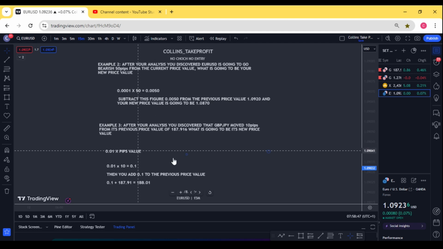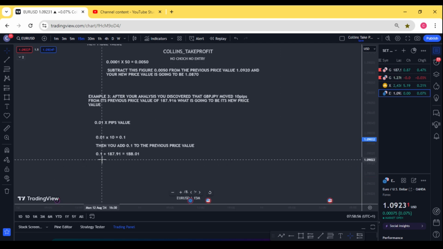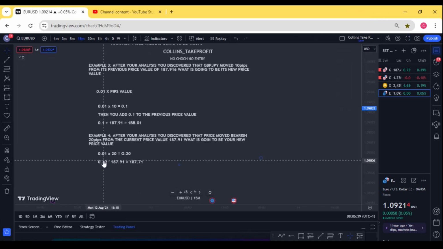Now that's how you calculate pips for currency pairs that have 3 digits after the decimal, including the pipettes. So now let's take for example you did your analysis and you discover that GBP JPY moved bearish 20 pips. Now all you need to do is multiply 0.01 times 20, then subtract it from the current price value to get your new value. If you do the math, 0.01 times 20, which is the pips value, is going to give you 0.20, and if you subtract 0.20 from 187.91, it's going to give you 187.71. Now that's going to be your new price value.